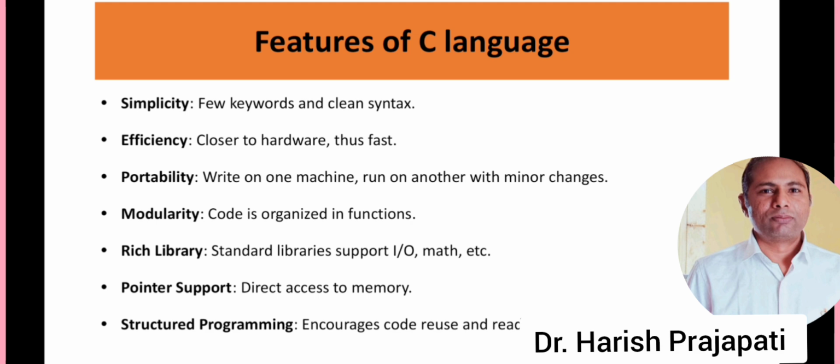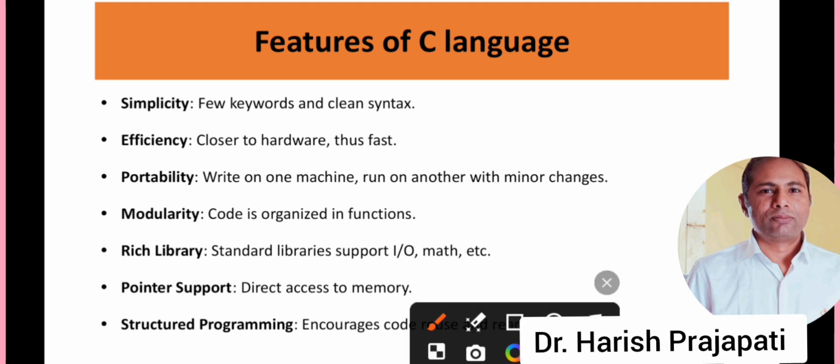Now what are the features of the C language? I have told you different features. C is a very simple language, meaning its syntax is very clear. We can easily understand the syntax, so that's why it is a very simple language. Now efficiency: it runs fast, or we can say that it is executed very fast. So that's why the efficiency of the C language is very good.